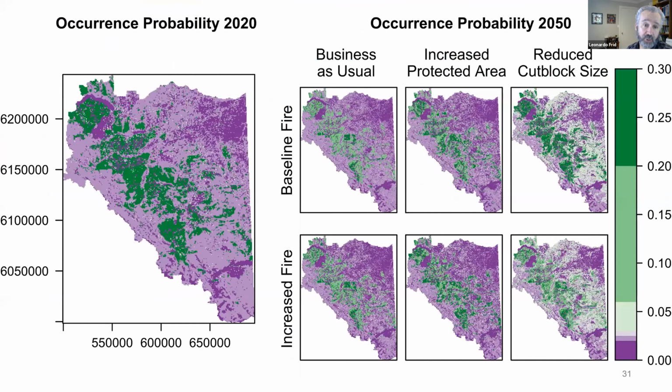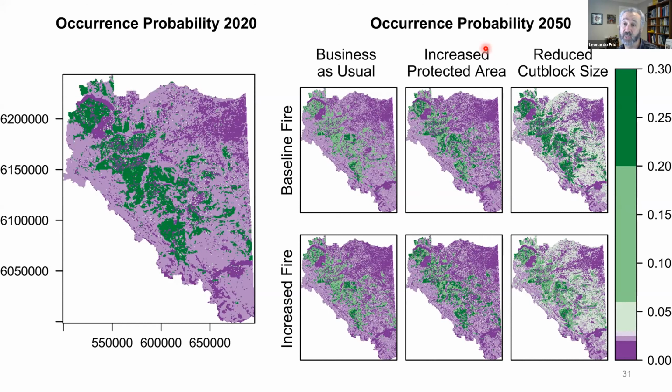And so we took that model and projected forward for 3 different management scenarios, as well as 2 fire scenarios. So here's the projected occurrence probability for olive-sided flycatcher in 2020. And then for the 3 management scenarios, we've got a business as usual, which means that both fire, timber harvest, and development continue at historic rates. A scenario where we expanded the area protected from timber harvest and development, which we increased from just over about 11% of the landscape to 30% of the landscape.